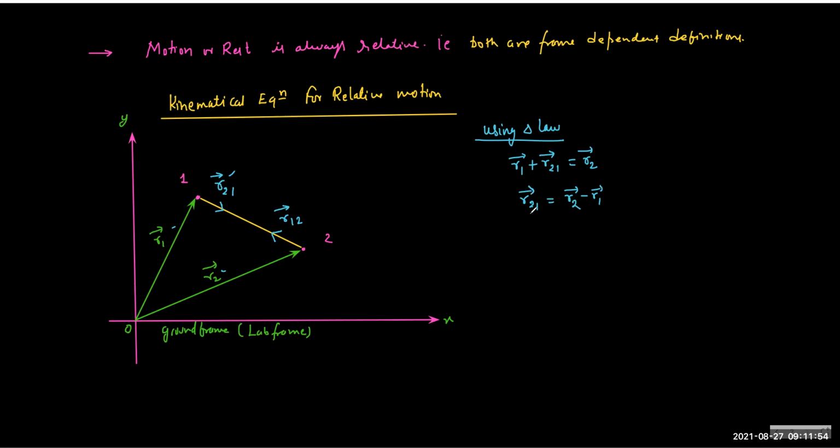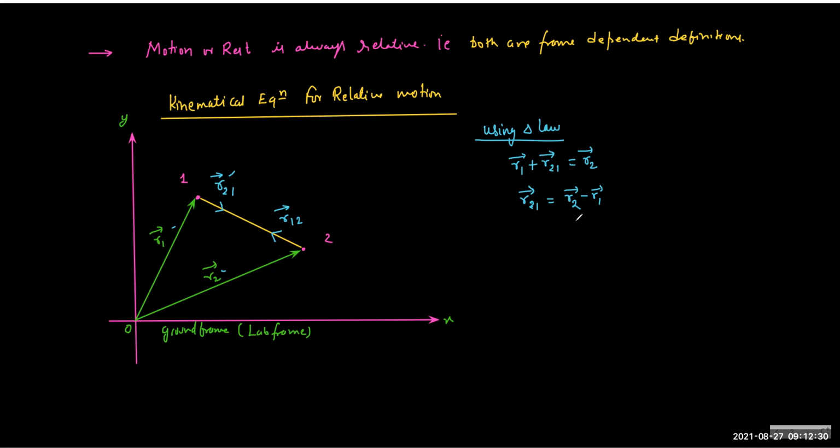So Sir, what is R21? R21 is the position vector of 2 with respect to 1. So the observer is 1 and the object is 2. 2 is the object and 1 is the observer. Object, observer. Think this way. So what is R2? Position vector of the second particle with respect to origin, or ground plane. That's how you can think of it.